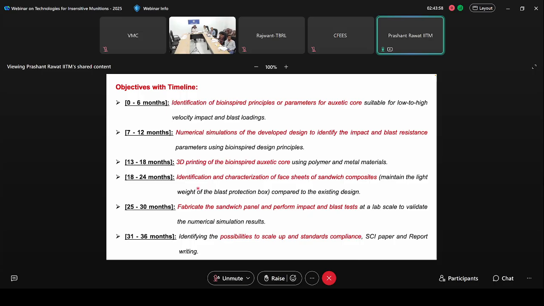And ultimately, in the end of the day, the sandwich panel is going to be designed and a report is going to be prepared, proven for impact, high velocity impact and blast kind of loading situations, followed by report writing. So that's how we are going to take up this project for 3 years.